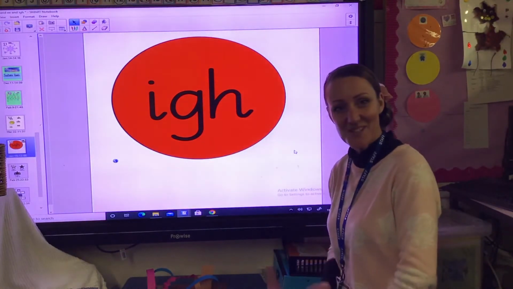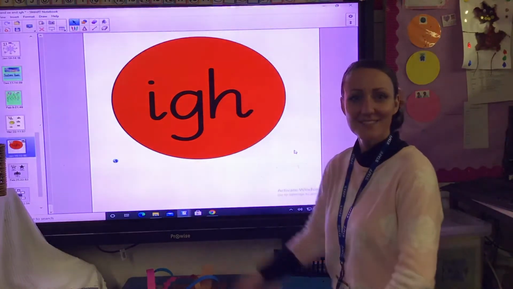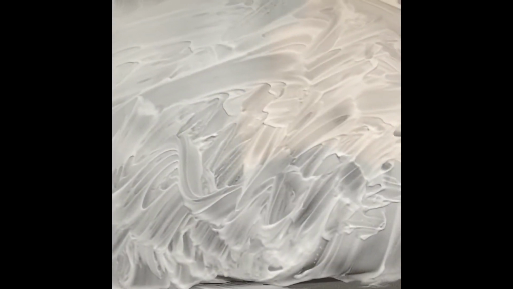Can you have a go at doing that? Aye, aye, aye, aye. I'm going to write the letters that make the sound I. I'm going to write the trigraph, and a trigraph means 3 letters, and it's the IGH.